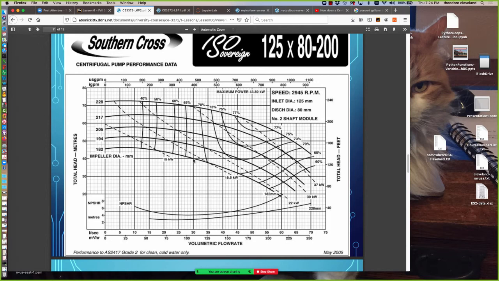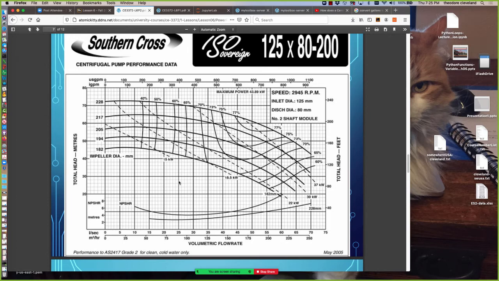Let's go back to 30 liters per second. If 40 meters of head isn't sufficient for our application, one of our options is to increase the impeller size. So if we go to a 194 millimeter impeller, we get about 48 meters of head. If we go all the way up to a 228 millimeter impeller, we can get almost 70 meters of head. So changing impellers moves up and down in this diagram.